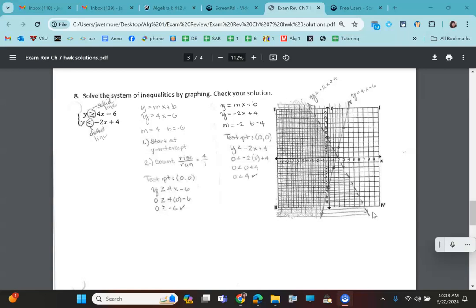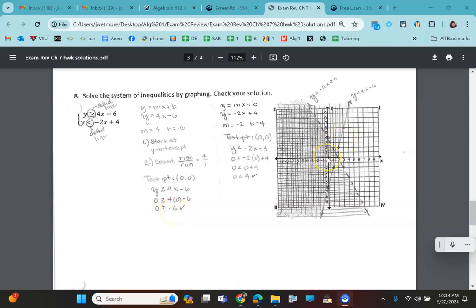And the way that we can tell is by using a test point. So I like to use 0, 0 if it's not on my line. 0, 0 is not on my line, it's over here. So I'm going to go back to my original inequality. Y is greater than or equal to 4x minus 6. You can see that right here. And I'm going to put in a test point, put in 0 for x and 0 for y. So if I put in 0 for x and I put in 0 for y, that's going to give me 0 is greater than or equal to negative 6, which is true.